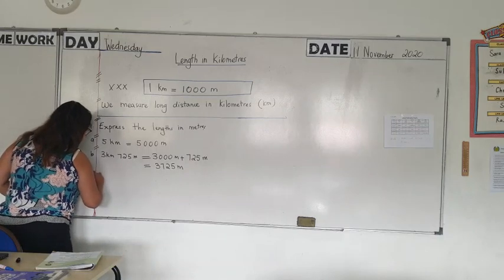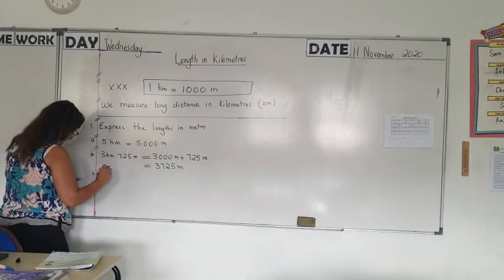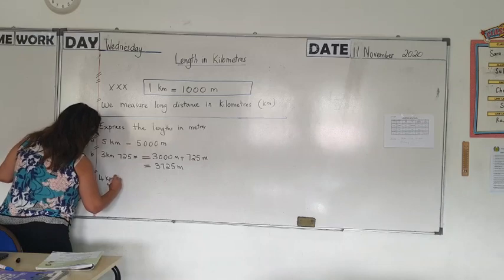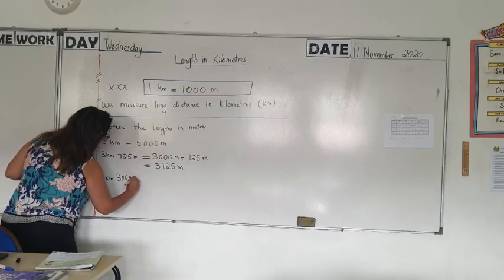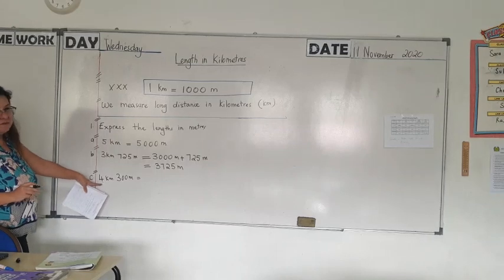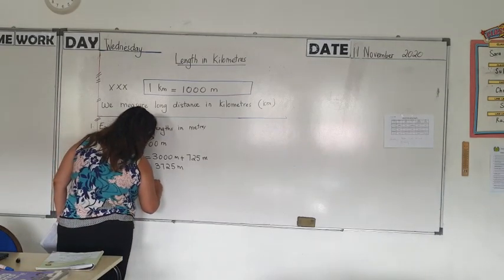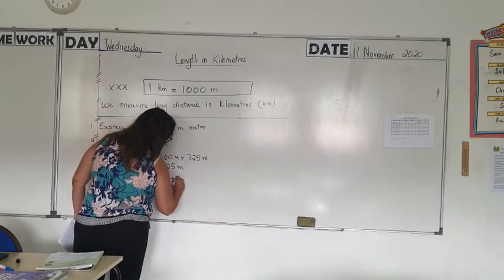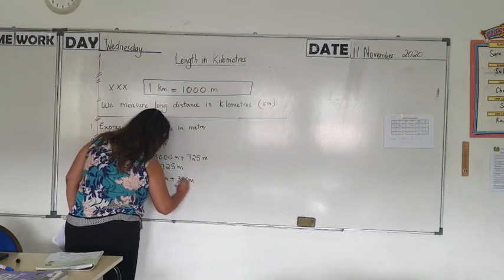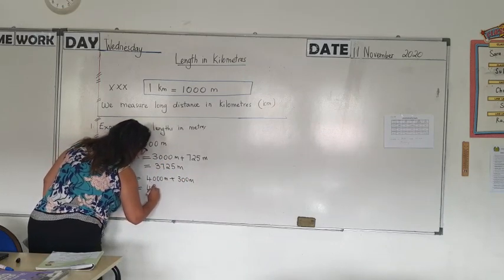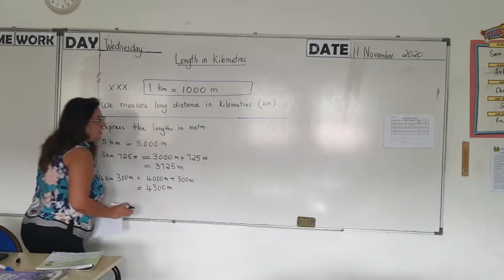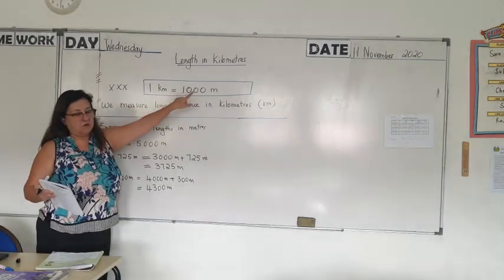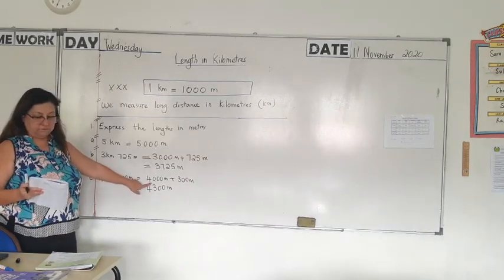Then C, leave a line, C. 4 km and 300 m is equal to. So 4 km is equal to 4000 m plus 300 m is equal to 4300 m. So we are converting the km into m. 1 km is 1000 m. So 4 km is 4000 m.